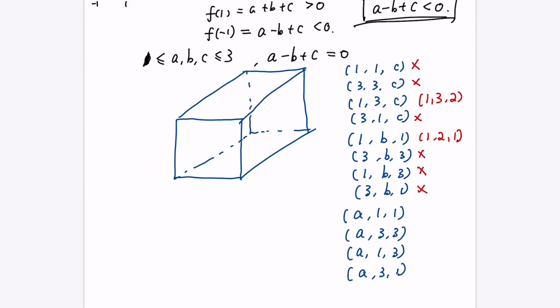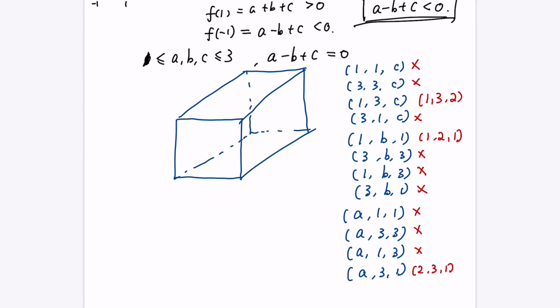For A, 1, 1, A has to be less than 1. That's not possible. A, 3, 3, not possible as well. A, 1, 3, that's not possible. The only possibility is 2, 3, 1. So 2 minus 3 plus 1 is equal to 0.